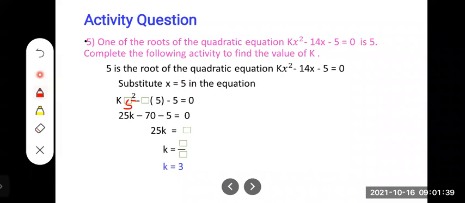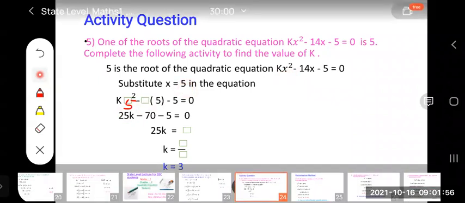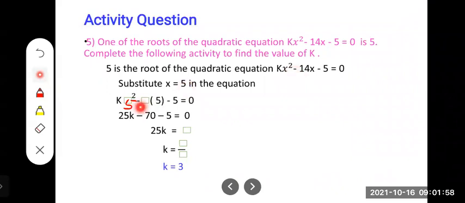Yes. Okay. So 5 you have written. So k into 5 square minus, here now this box, what will come? See, k I have written and 5 square, in place of x I have substituted 5. Okay. So I have written here 5. Then minus sign is here, so I have written here minus sign.